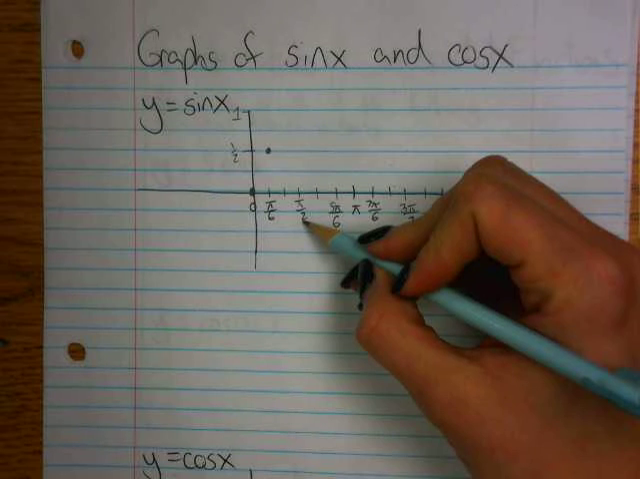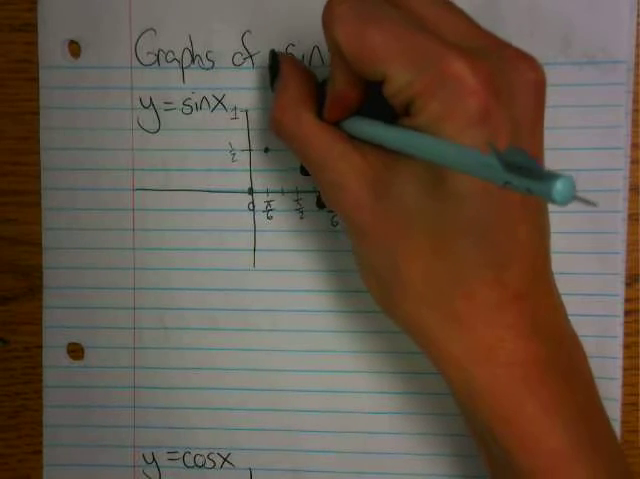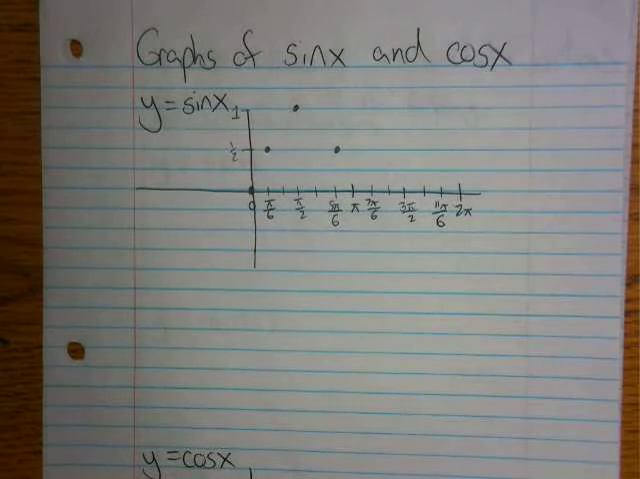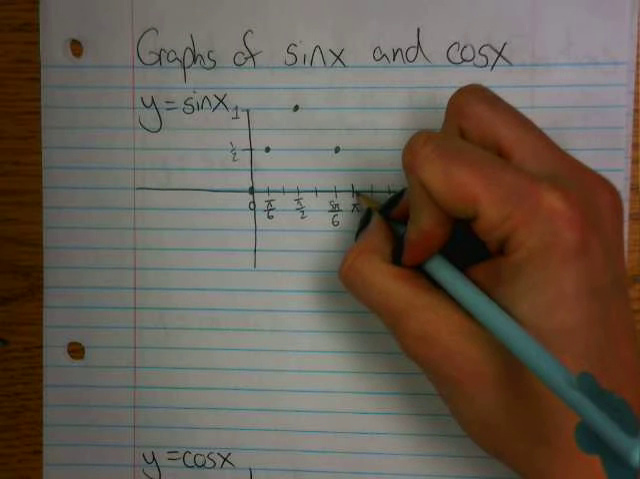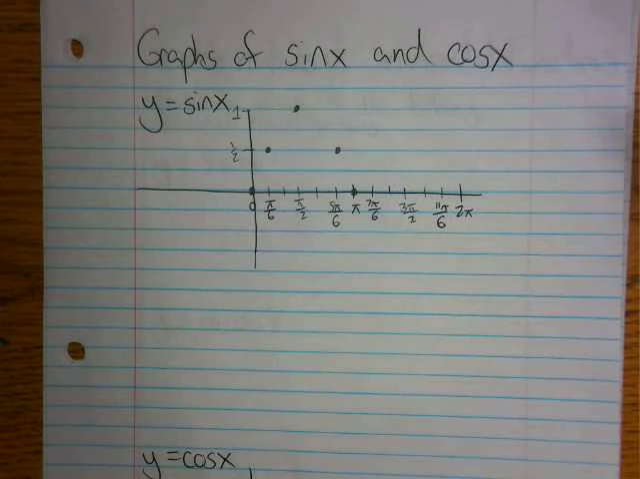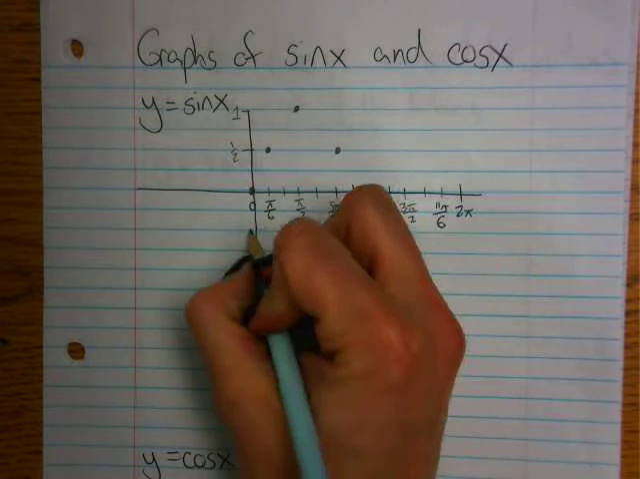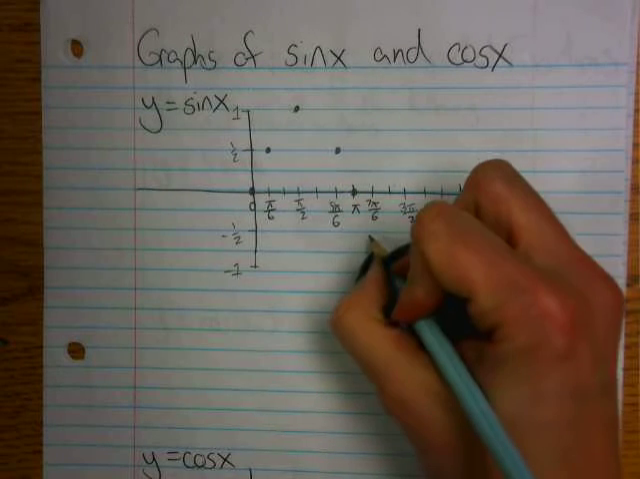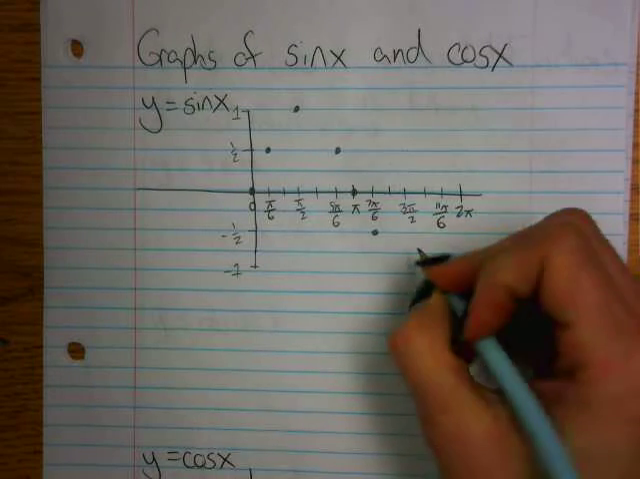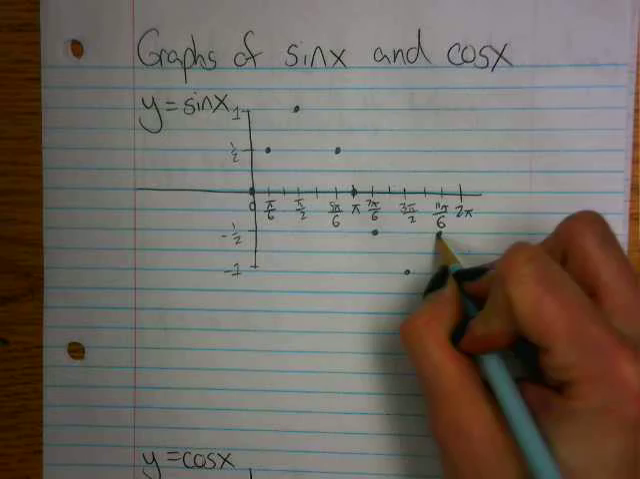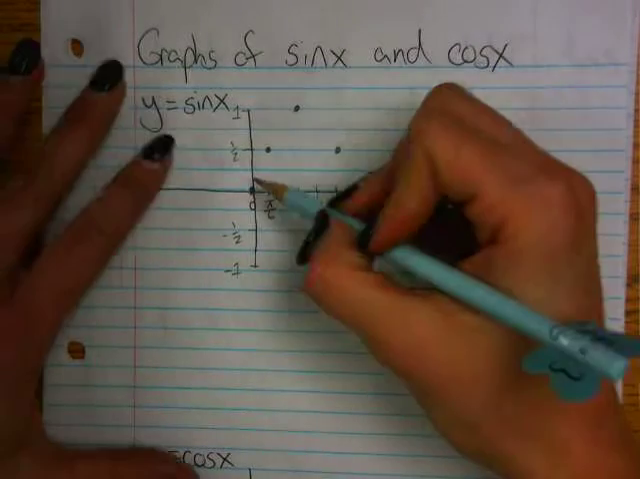At pi over 2, which is at the top of my unit circle, sine is 1. At 5 pi over 6, sine is back to 1/2. We're now in the second quadrant. At pi, or 180 degrees, we're back at sine being 0. And then in the third quadrant, we have these same values, but negative. So for 7 pi over 6, it's negative 1/2. For 3 pi over 2, negative 1. 11 pi over 6, negative 1/2. And for 2 pi, back to 0.